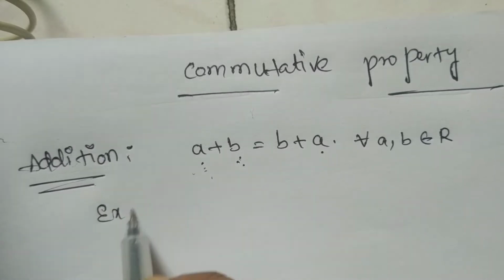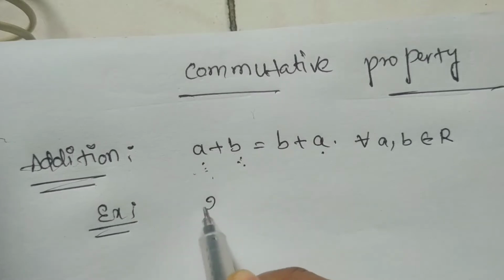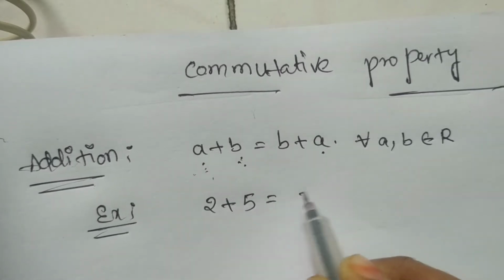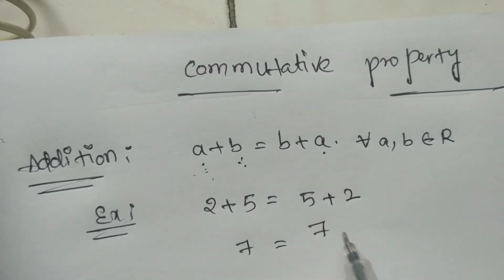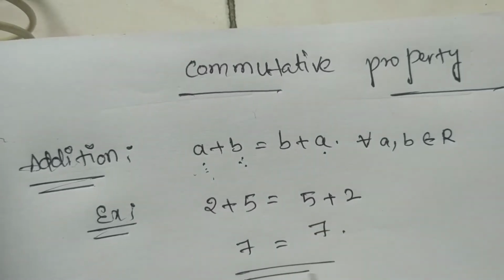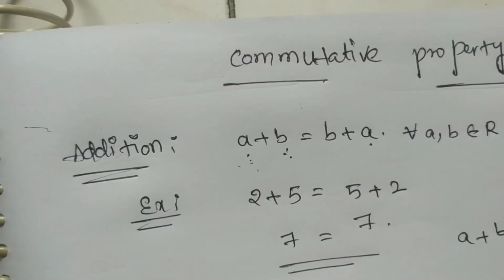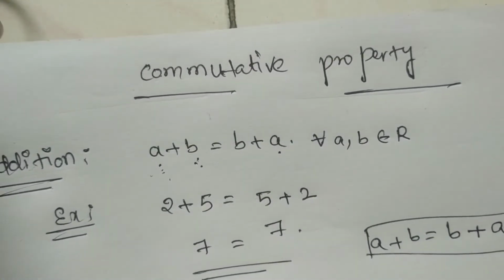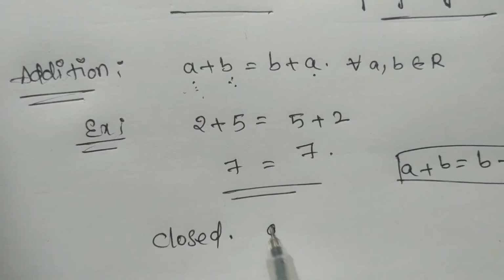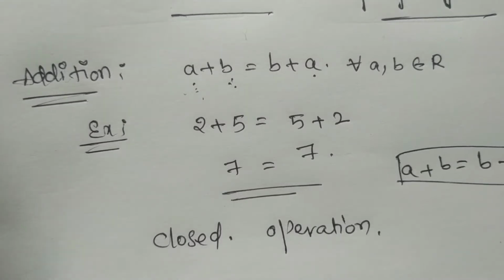So let us move to an example. I am taking two real numbers, 2 and 5. So here 2 plus 5 equals 5 plus 2. 2 plus 5 is 7 and 5 plus 2 is also 7. So here the commutative property a plus b equals b plus a. So the commutative property is a closed operation under addition.